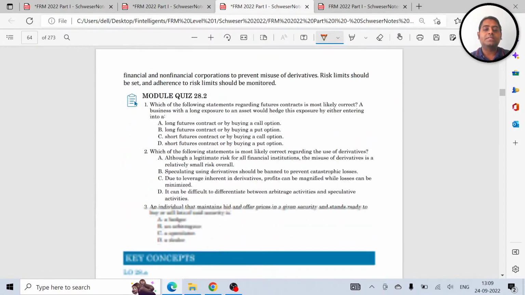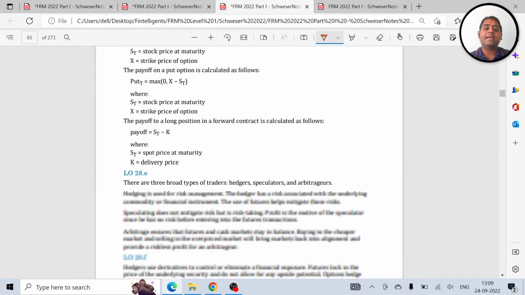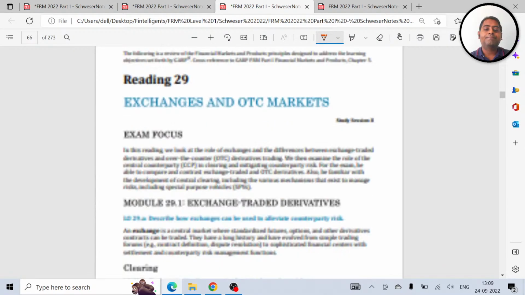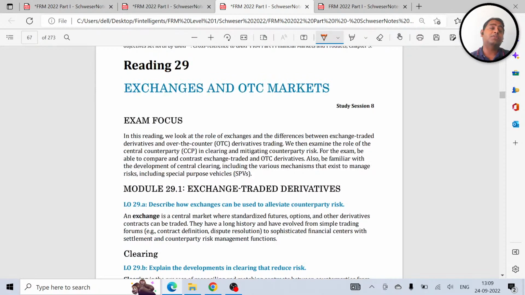Arbitrage is also okay. Risk is also okay. We are moving towards the next chapter now. Futures market. Sorry, exchange and OTC market. My bad. Exchange and OTC market.